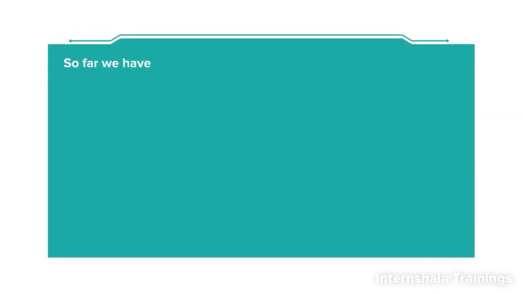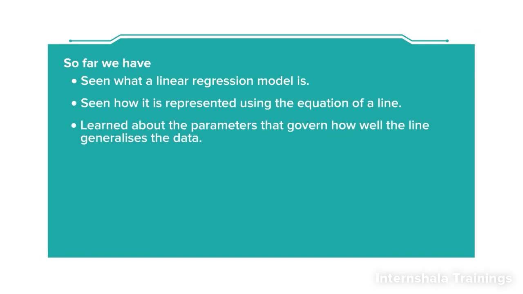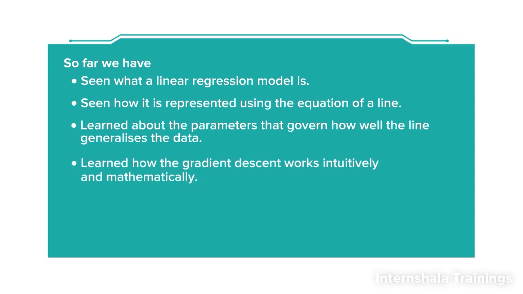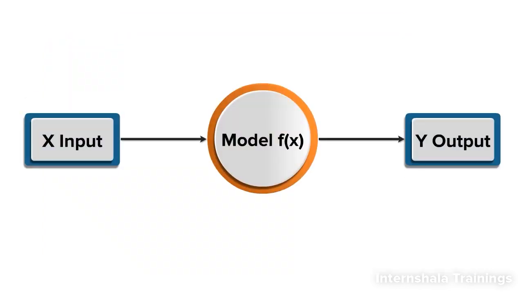So far, we have seen what a linear regression model is, see how it is represented using the equation of line, learned about the parameters that govern how well the line generalizes the data, learned how the gradient descent works intuitively and mathematically, understood the assumptions of linear regression, and implemented the linear regression model and verified the assumptions. We used the input data and found the most optimized model for the linear regression and generated output with respectable performance.